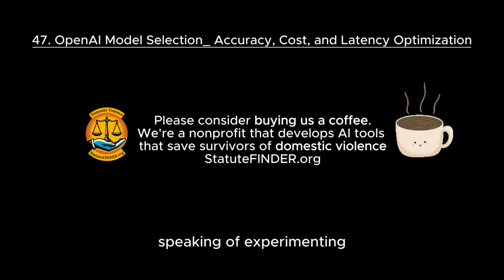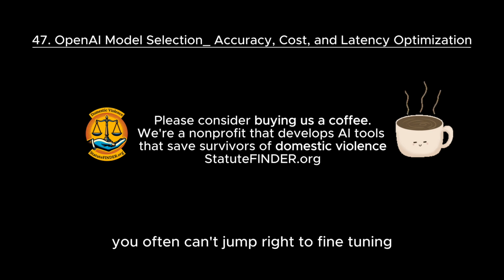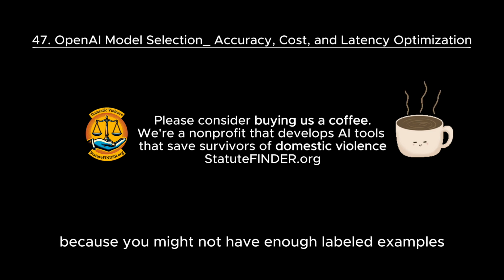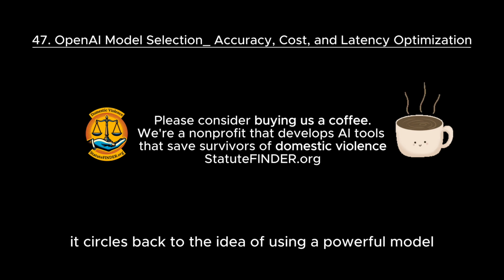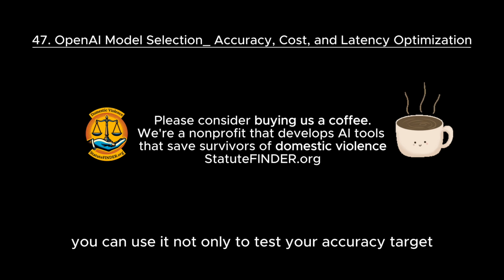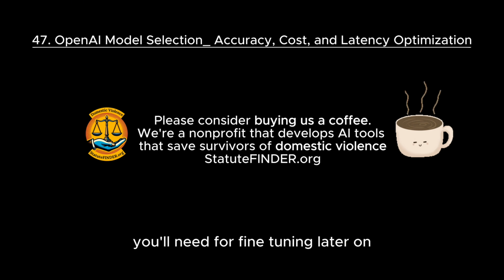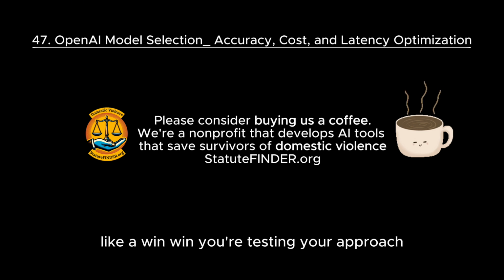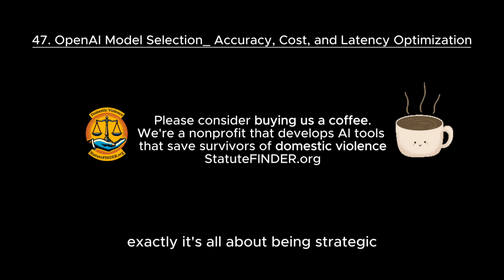Speaking of experimenting, the document's conclusion makes an interesting point. You often can't jump right to fine-tuning because you might not have enough labeled examples. That's crucial. It circles back to the idea of using a powerful model like GPT-4o initially. You can use it not only to test your accuracy target, but also to gather those valuable labeled examples you'll need for fine-tuning later on. So like a win-win. You're testing your approach and building your data set at the same time? Exactly. It's all about being strategic and using the tools at your disposal effectively.